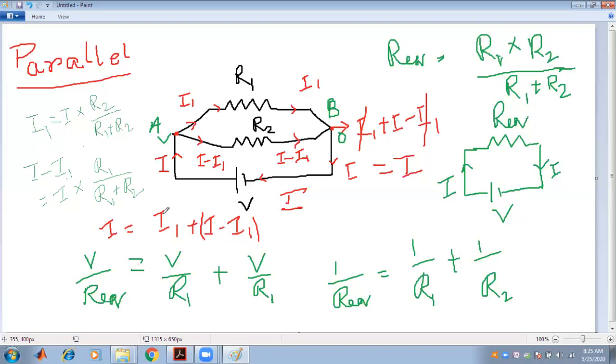I1 and I2. So if n number of resistances are connected in parallel, the equivalent resistance will be 1 by R1 plus 1 by R2 plus 1 by R3, up to 1 by Rn. This is the general concept of finding the equivalent resistance of n number of resistances connected in parallel. So the basic thing is that in case of the series connection, the current remains the same but the voltage is divided. Now, in case of the parallel connection, the voltage remains the same in a circuit, but the currents are divided.